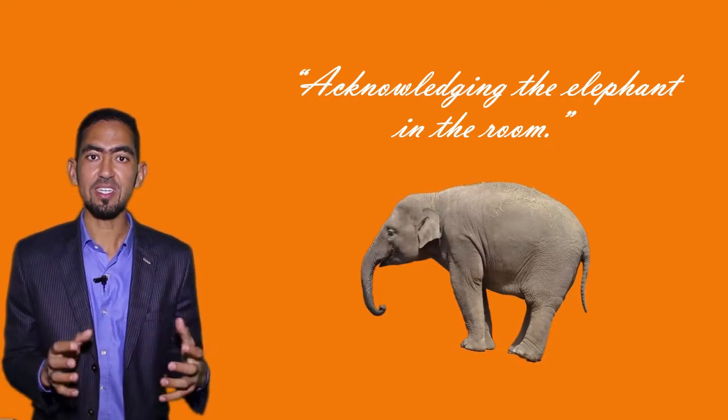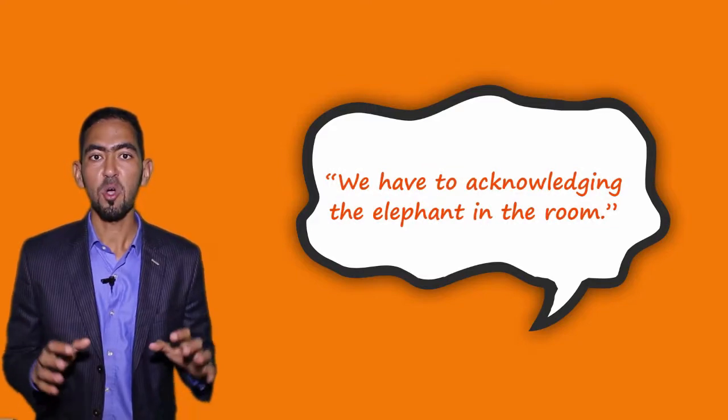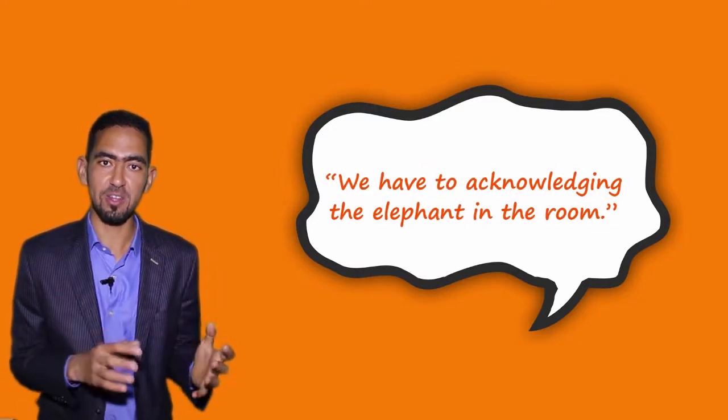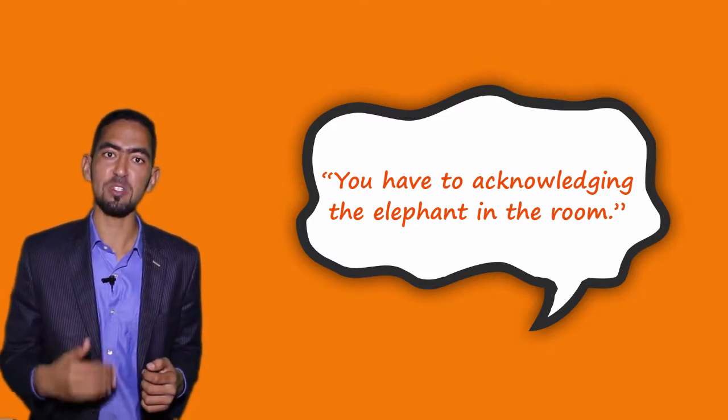Now let's take a look at the idiom itself as a whole. Acknowledging the elephant in the room can be used like the following. You can say, for instance, we have to acknowledge the elephant in the room, or you have to acknowledge the elephant in the room, talking to someone else. And by saying this, you're trying to say that there is a problem or a difficult situation that most people don't want to talk about. They want to ignore it. And what you're trying to do is to call their attention to it. You want them to look at it and try to find a solution for it.